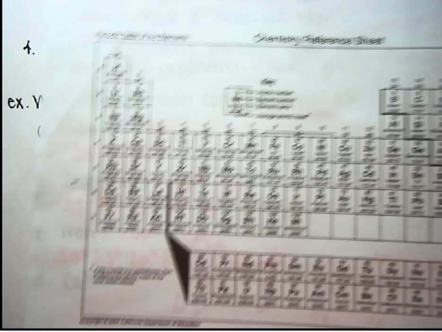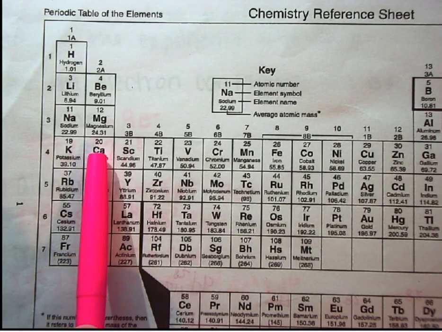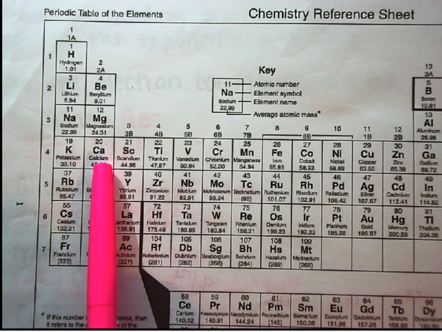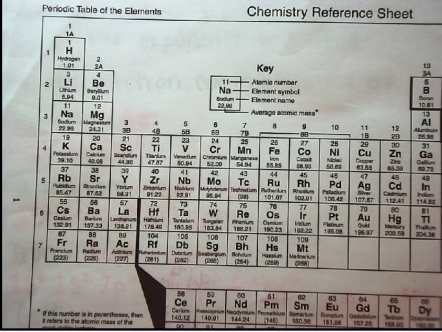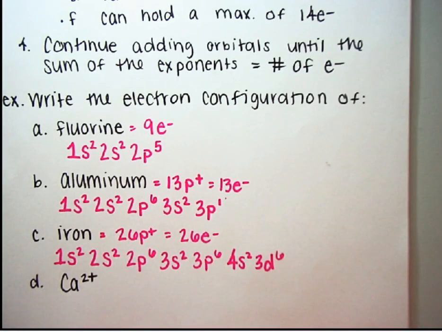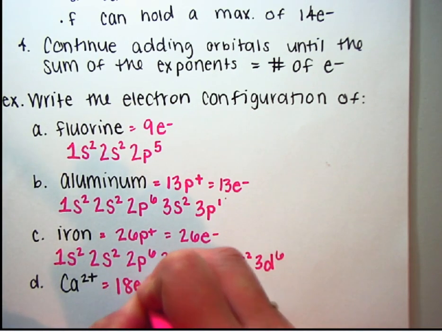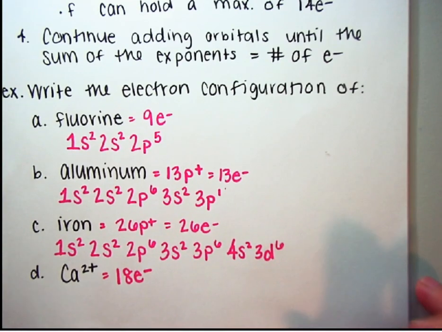So if we look up calcium on our periodic table, calcium is atomic number 20. So as an atom, calcium has 20 protons and 20 electrons. But if calcium has a charge of +2, that means that it has 2 more protons than electrons. If calcium has 20 protons, and it has 2 more protons than electrons, that means that this calcium ion has to have 18 electrons.